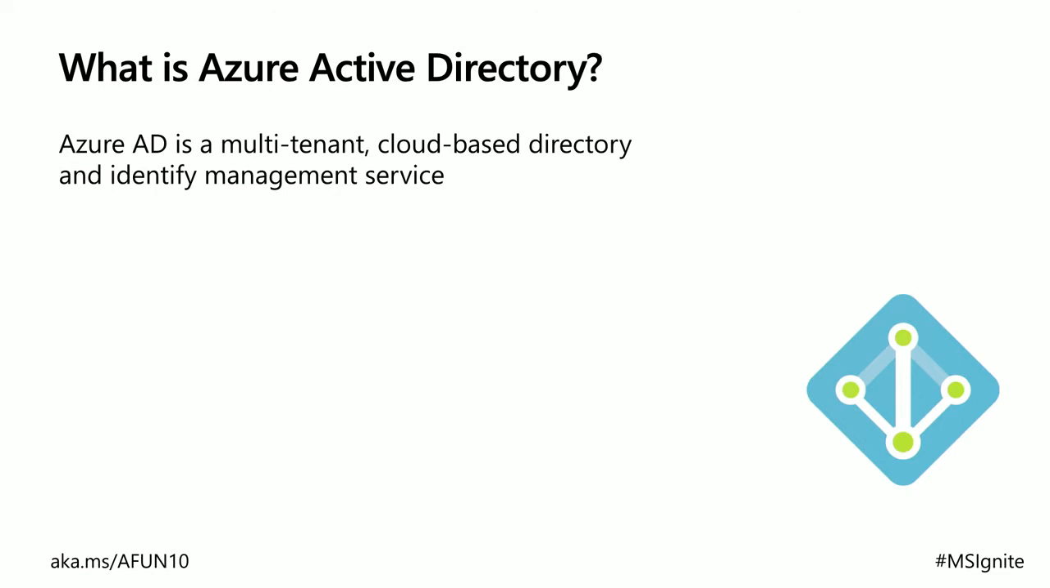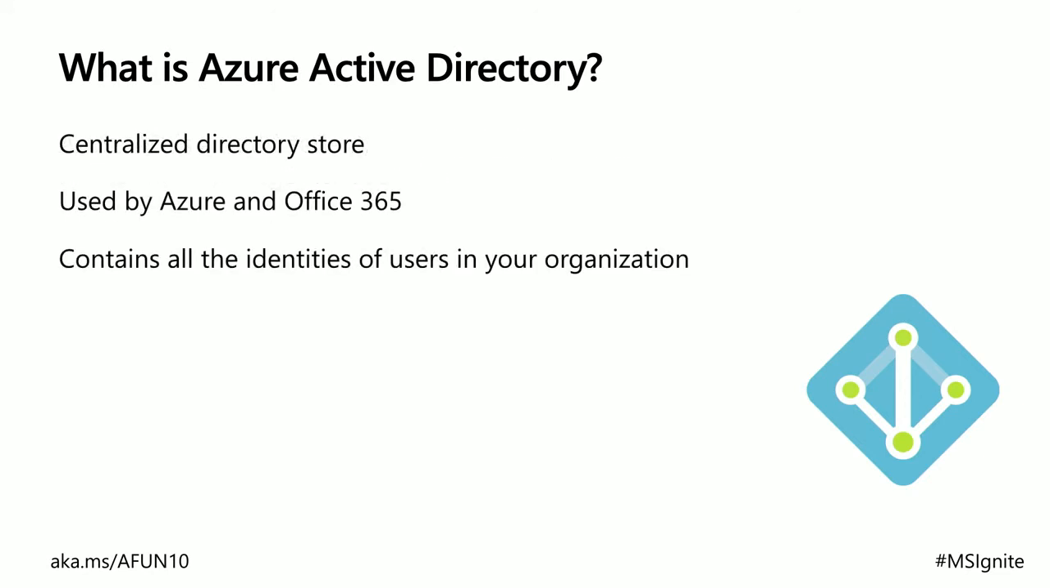And so Azure Active Directory is our multi-tenant, cloud-based directory and identity management service. It has a centralized directory store. It is the same system that is used by both Office 365 and Azure. So if you already have Office 365 set up, that same Azure Active Directory can be used with your cloud services. And it basically contains all the identities for all the users inside of your organization and makes it easy for you to say who has access to do what sort of tasks and access what sorts of resources.